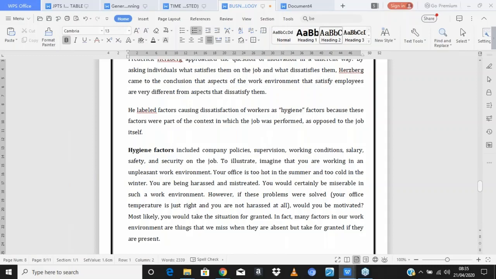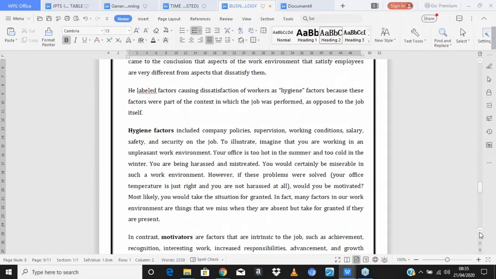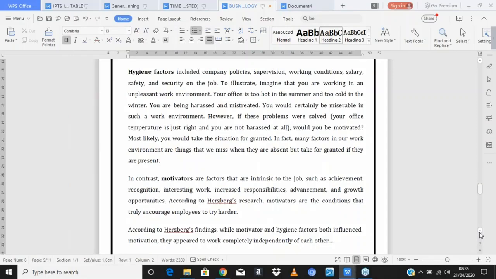you'll be motivated. You will definitely be motivated because that place has been changed to meet the need of what? Hygiene. If your salary is improved, it can meet your hygiene. So those factors that cause dissatisfaction at work are what are called the hygiene factors. Then the second one are the motivators, which are factors that are intrinsic. When something is intrinsic, it means it comes from within. So we have intrinsic values and extrinsic values.